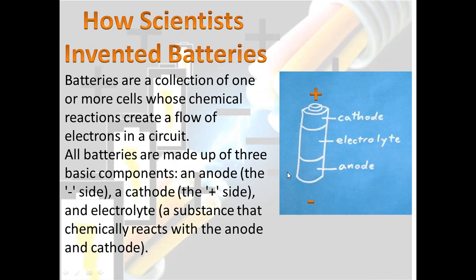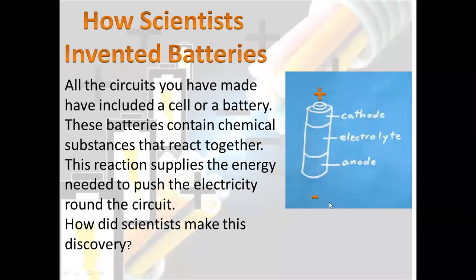Badr needs to read the next slide. Badr, you have the mic. Can you please read? How scientists build batteries. All the circuits you have made include a cell or a battery. These batteries contain chemical substances that react together. This reaction supplies the energy needed to push the electricity around the circuit. How did scientists make this discovery?